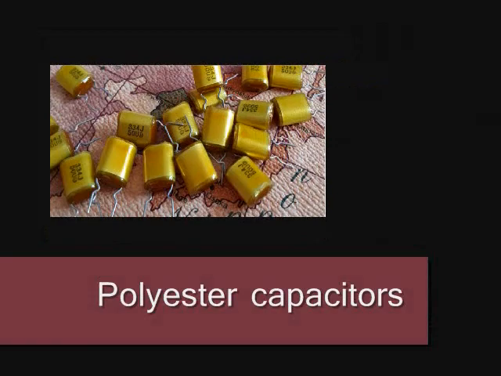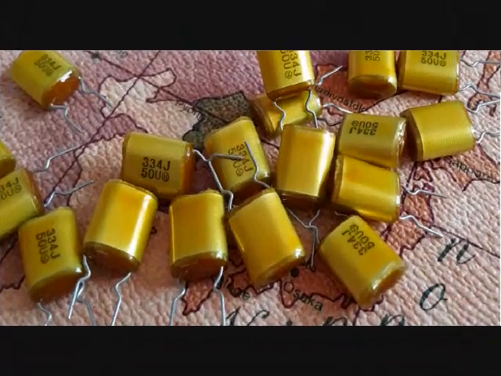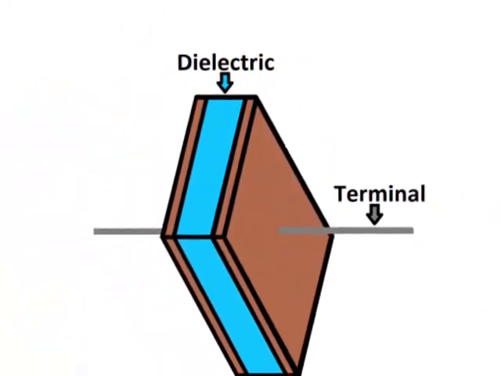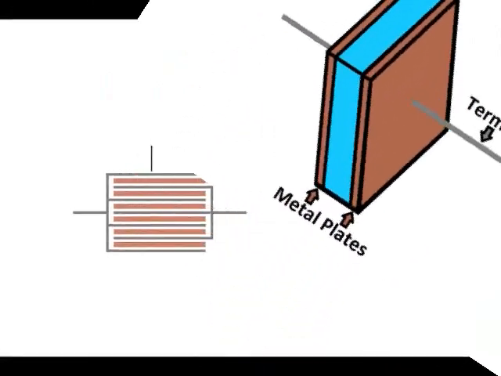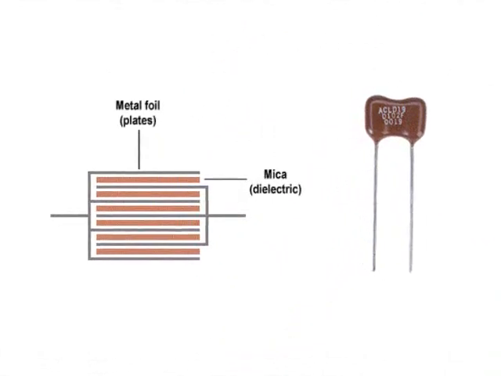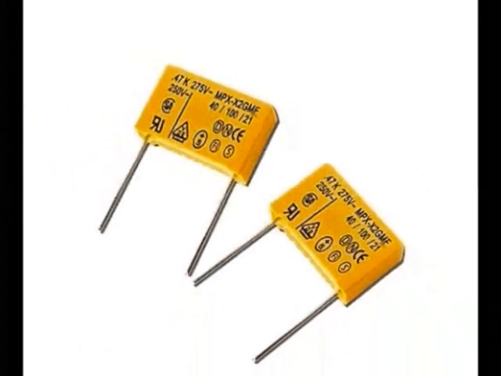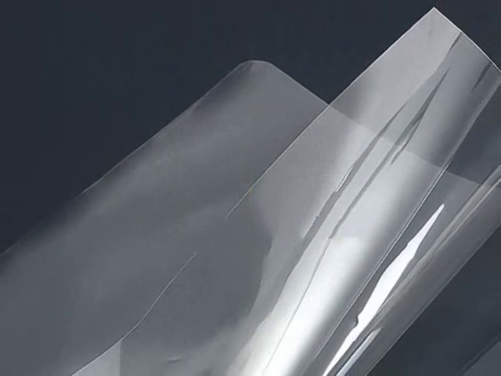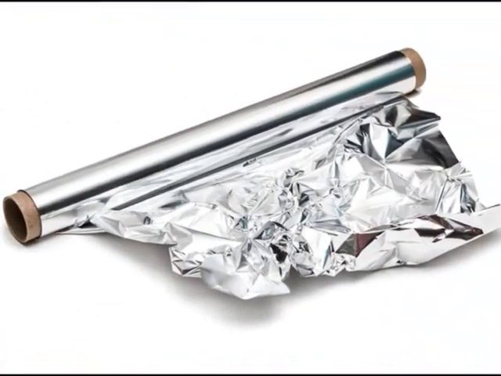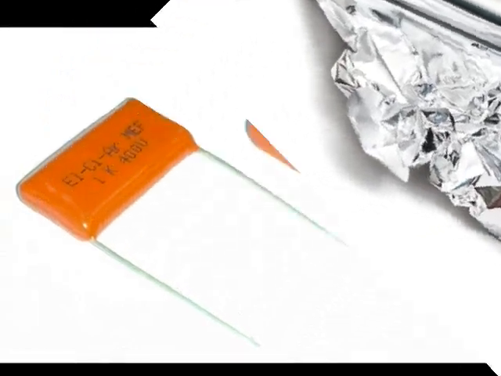Polyester capacitors. Polyester capacitors are widely used in circuits due to their good characteristics. In this type of part, thin plastic sheets are used as dielectrics, which are placed in a plastic frame together with thin aluminum sheets. Polyester capacitors are not very sensitive to temperature changes.